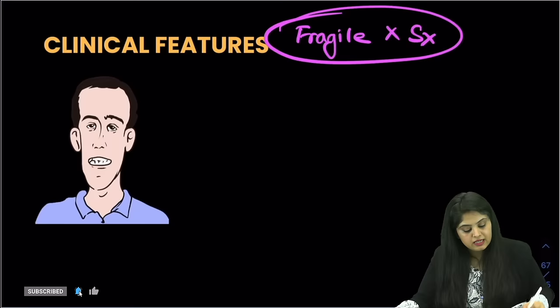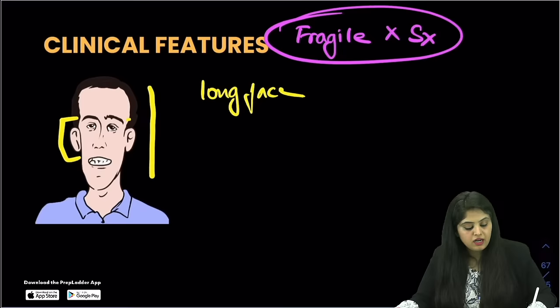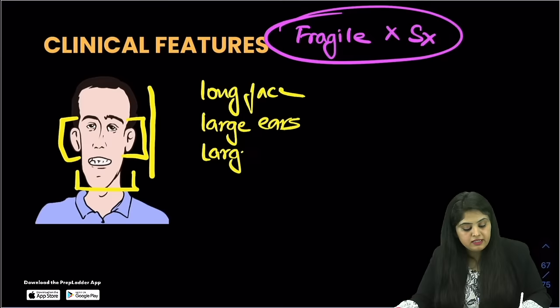So there's going to be, number one, a long face. Other than that, you have these large ears as the next thing, and you also have a large mandible. Basically, don't just learn something in the face. Don't learn like this.